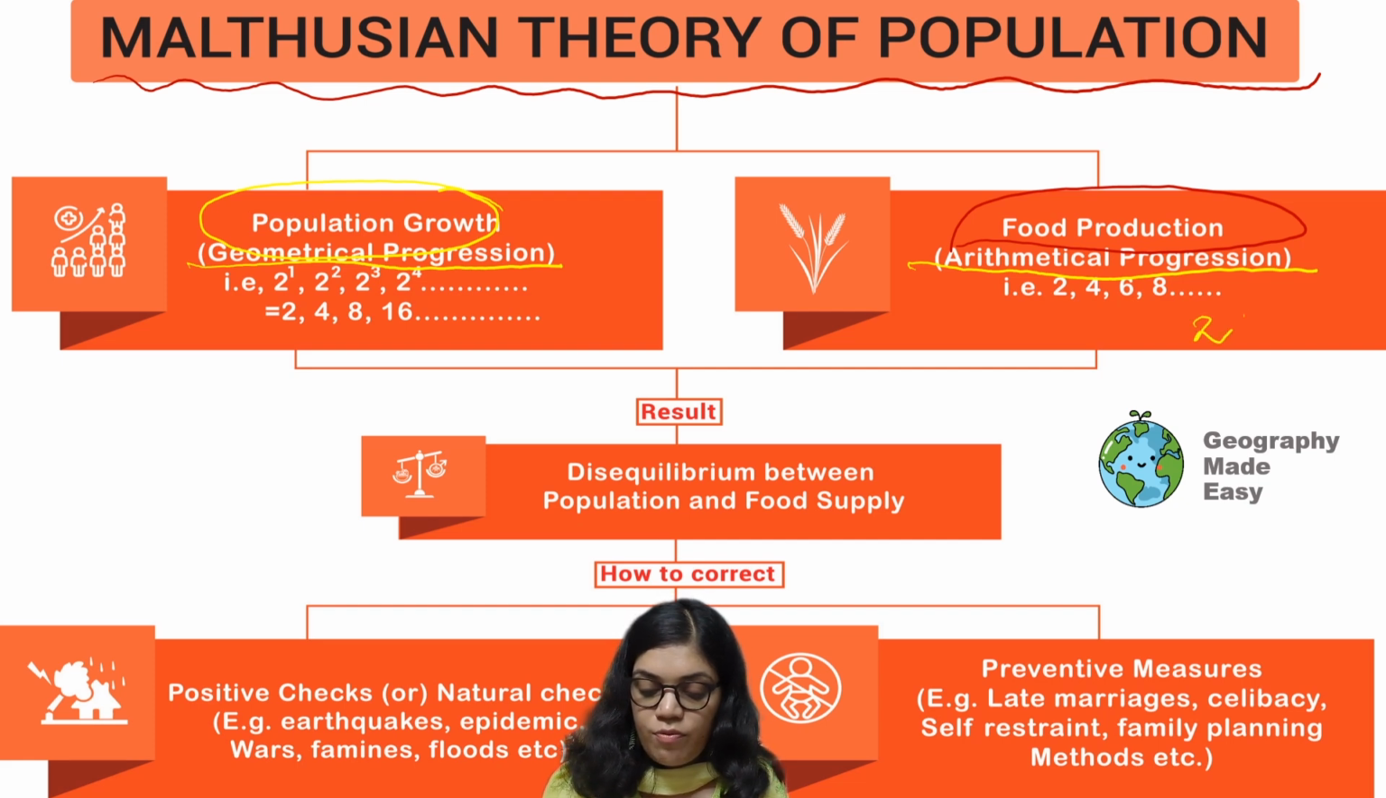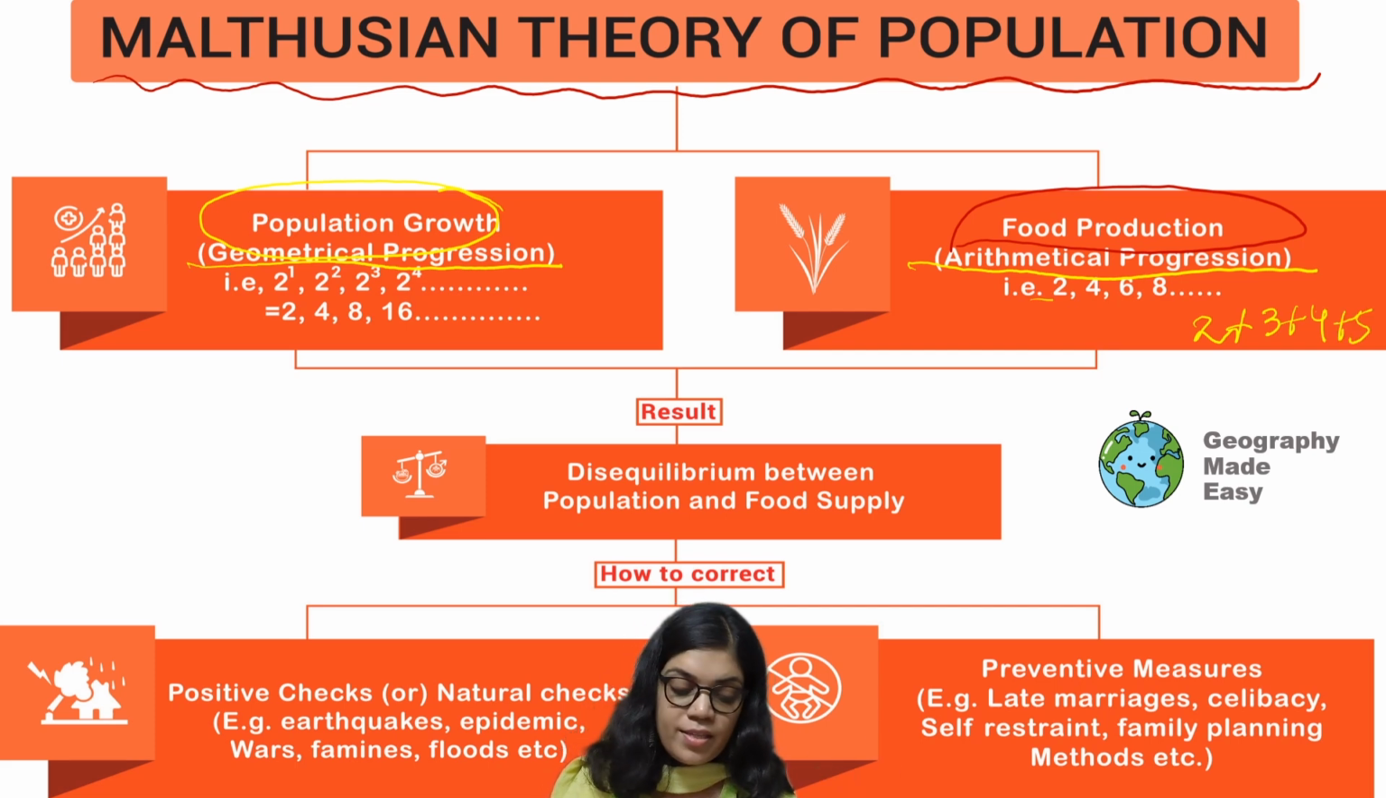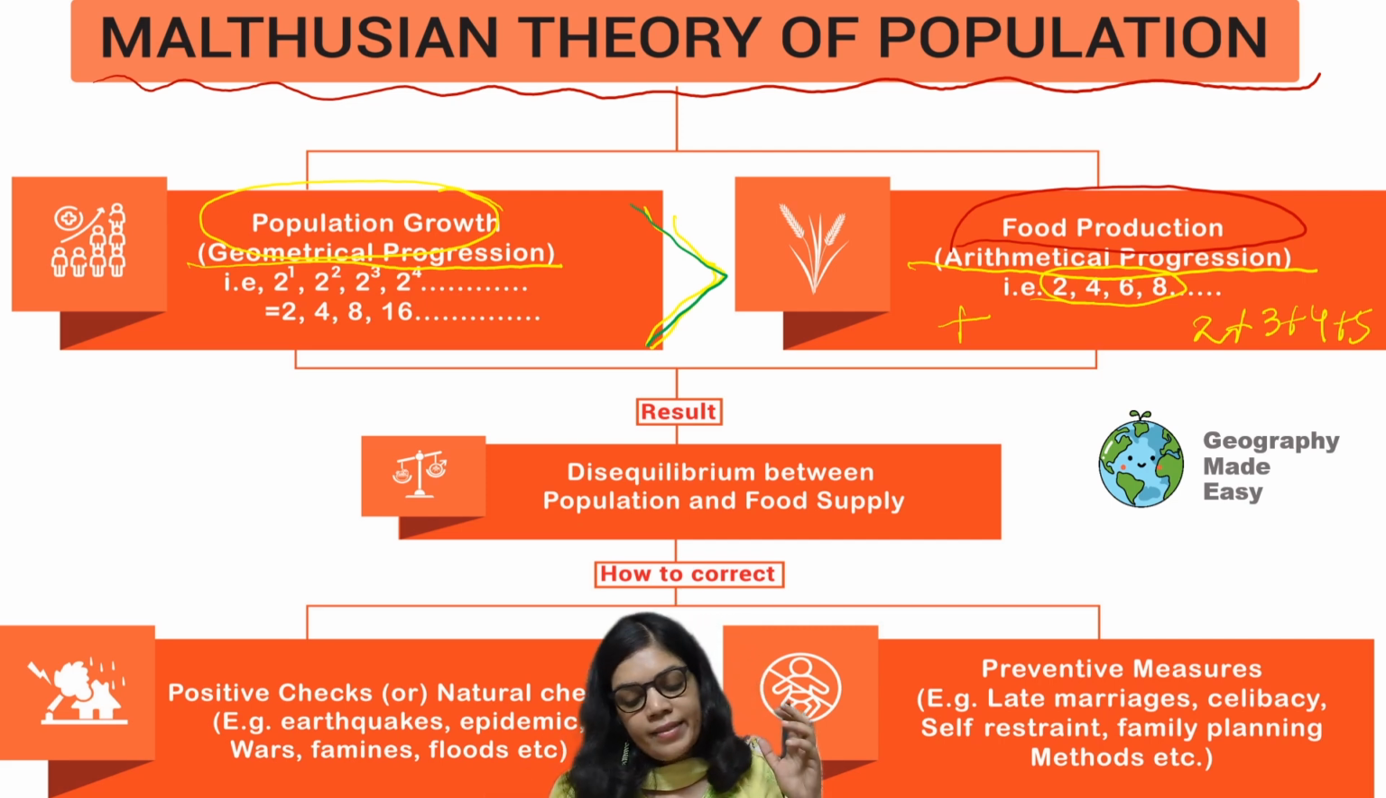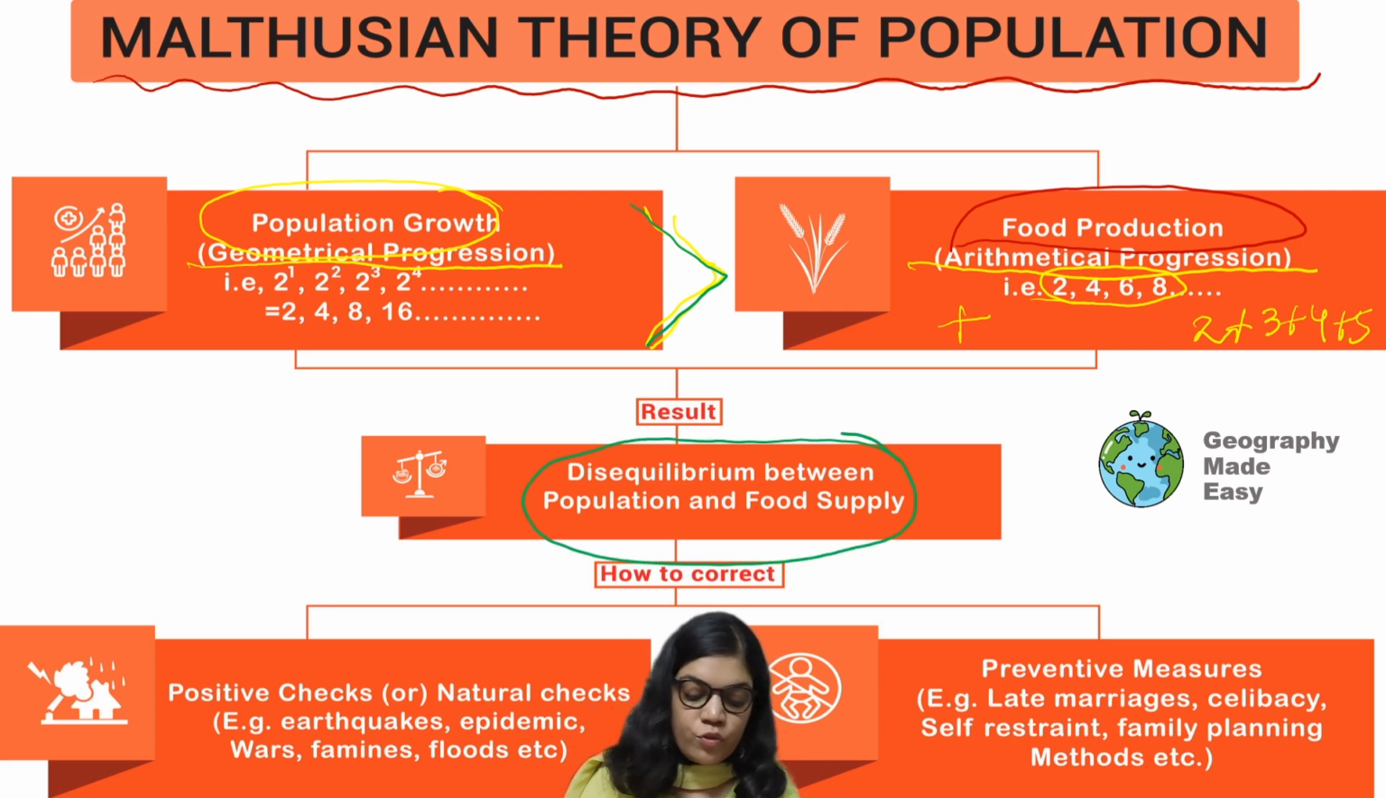So not in this form, actually it is in an additive way in which the growth takes place, whereas in the other we have multiplications taking place. So food production is always less than the growth of population. Population growth is always much greater than food production, which again leads to inequalities in societies. And Malthus came up with the result that there is disequilibrium between food supply and population. And he said that there are certain ways in which nature tries to correct this.